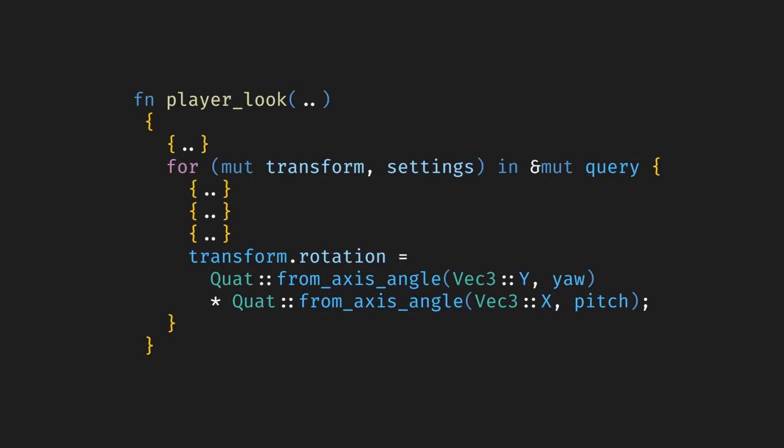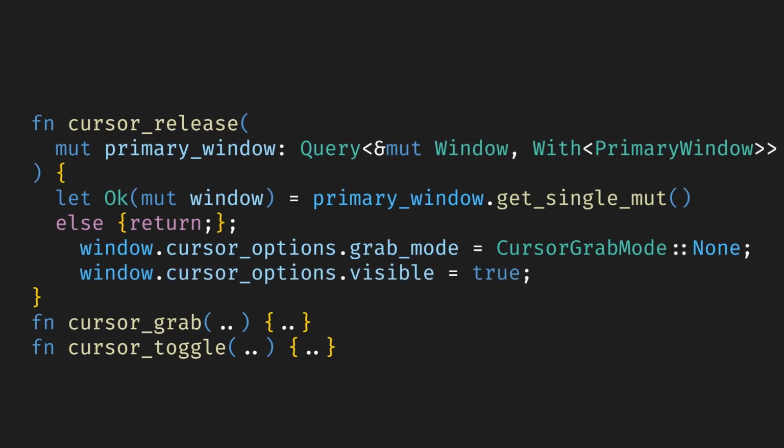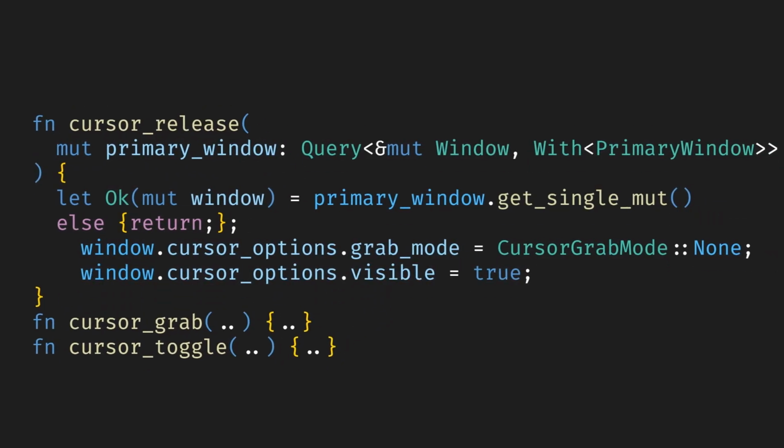When we get to actually compiling and showing off this code, I'll show what happens when we invert the yaw and pitch. Next, we have three functions related to the cursor. One of these I'm not directly using, since it is not necessarily always the case that we want to release the cursor at a specific point, but this sets the grab mode to none and the visibility to true.